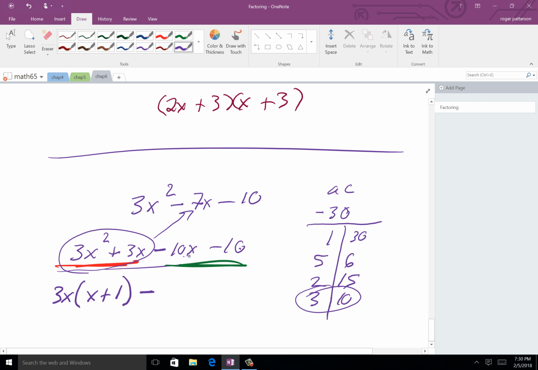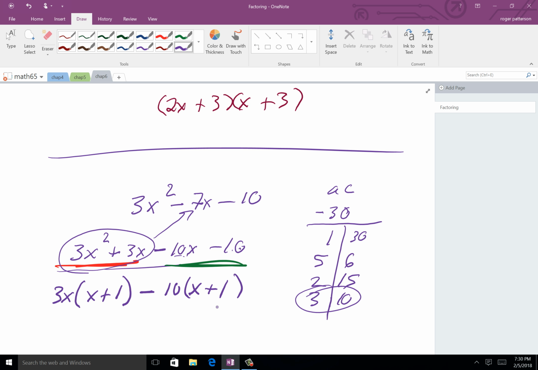Now, what can we take out of these two? 2 and 5, but we want the highest number. 10. Alright, we take 10 out of both of those. Okay. Now, when we take a 10 out of there, we're not just taking 10, we're taking a negative 10. So when we take a negative 10, we're just going to get an x there. When we take a negative 10 from this negative 10 here, we're going to get a plus 1. Remember, these two things have to be the same. If they are not the same, then something's wrong.